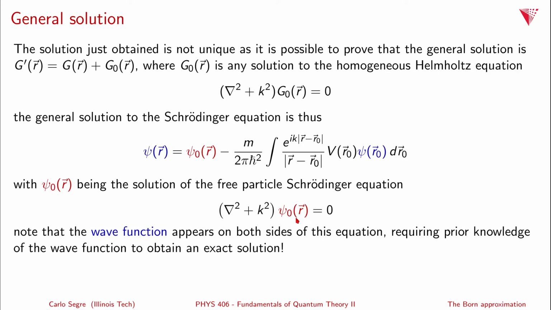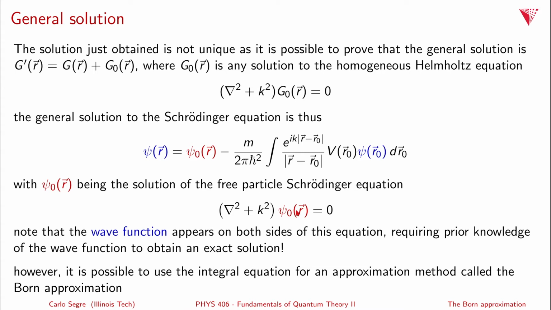Now, you have to note again here that the wave function appears on both sides of your solution. You have psi of r here, and you have psi of r0 here. These are the same function. And that means that in order to solve for this, you need to have prior knowledge of the solution, which is a problem if you want the exact solution. But what we can do instead is use an approximation method to solve this integral equation, and it's called the Born approximation.